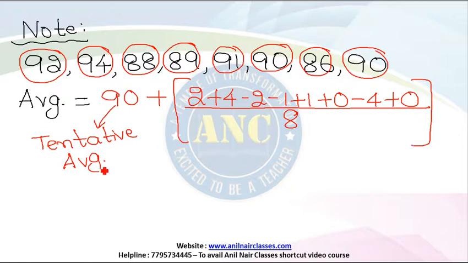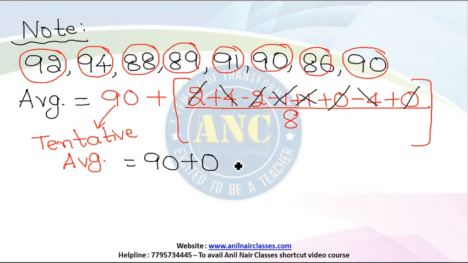Now this looks like a very easy calculation compared to adding the original values. This is 90 plus 2 and minus 2 cancels, plus 4 and minus 4 cancels, minus 1 and plus 1 cancels, 0 plus 0 is 0. Everything is cancelled in the numerator. 0 divided by 8 is 0. What is 90 plus 0? It is 90. The average for this given series is 90.